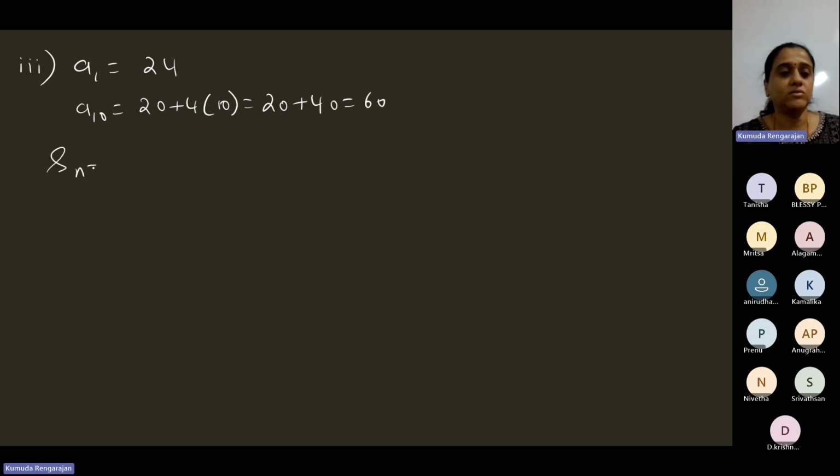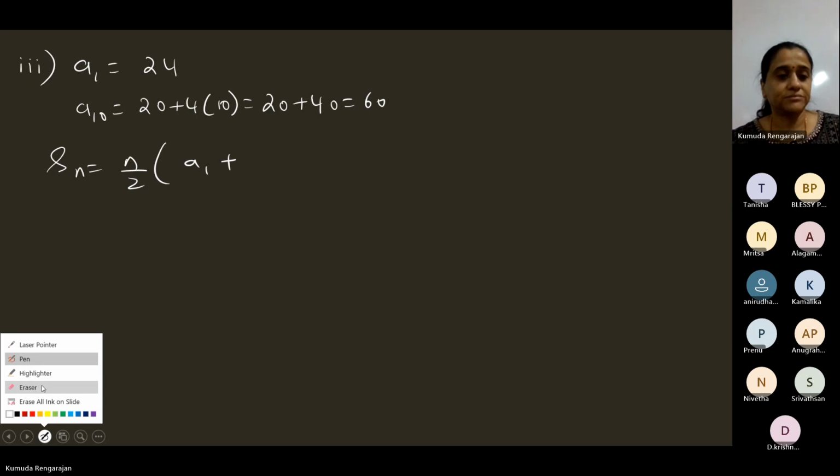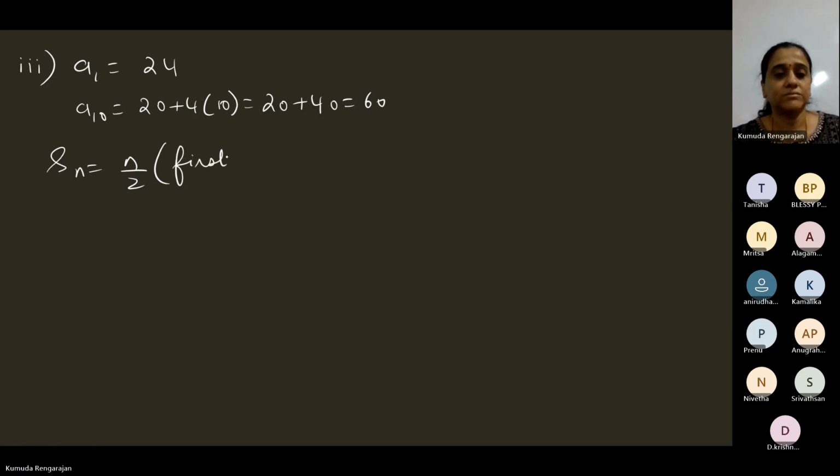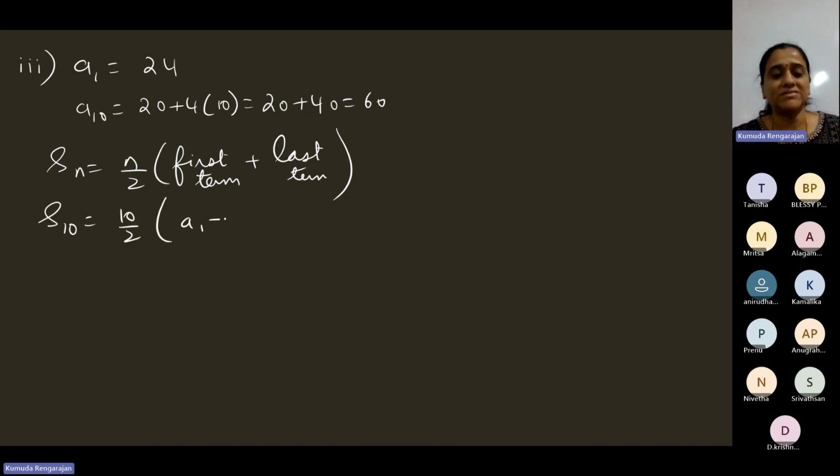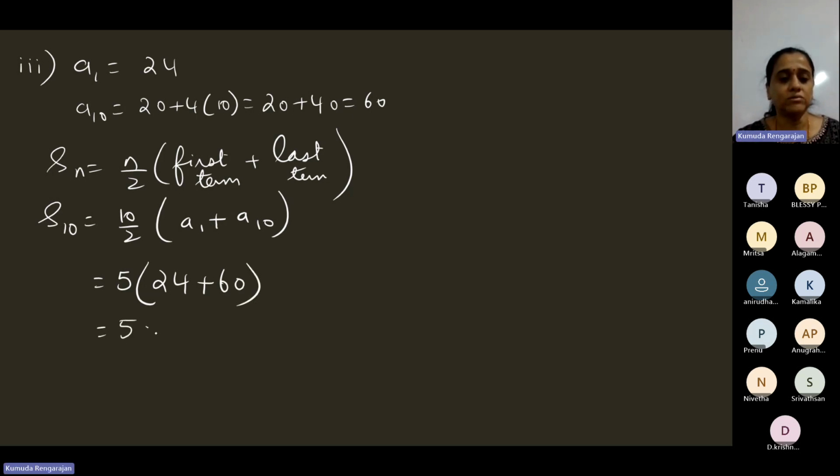So Sn is equal to n by 2 of the first term plus the last term. So S10 is equal to 10 by 2 of the first term plus the last term, the 10th term here, because you have to find the sum of the first 10 terms. So which is 5 into 24 plus 60. So 5 into 84, yeah, 420.